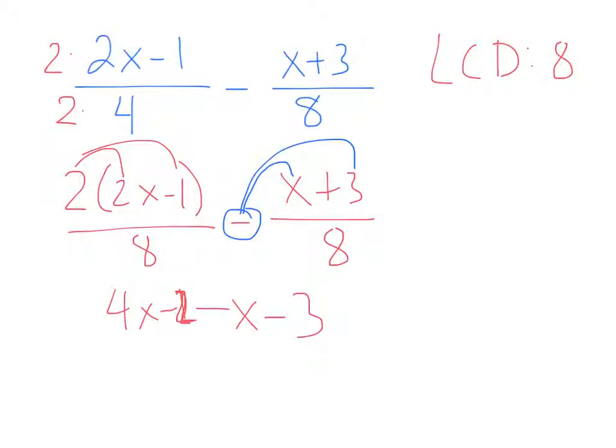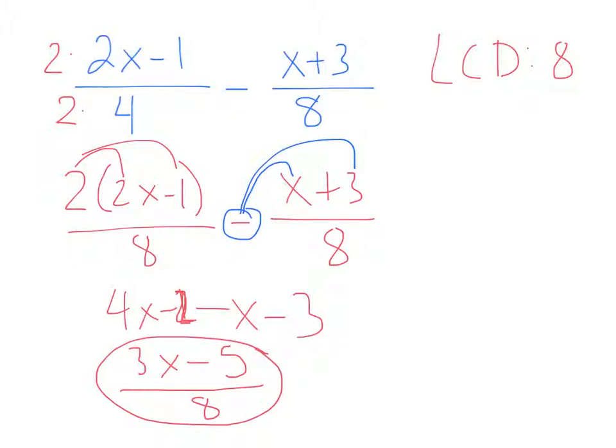Now let's simplify that whole numerator. I'm going to have 4x and negative x gives me 3x. Negative 2 and negative 3 gives me negative 5. And all of that will be put over 8 as my common denominator. And there's my final answer.